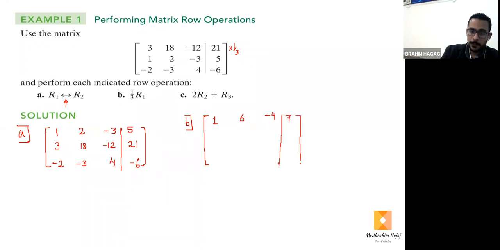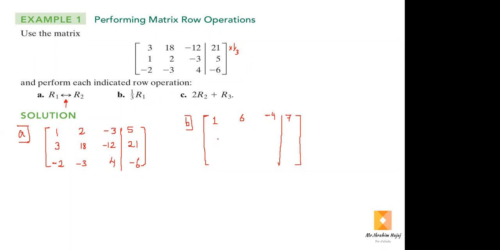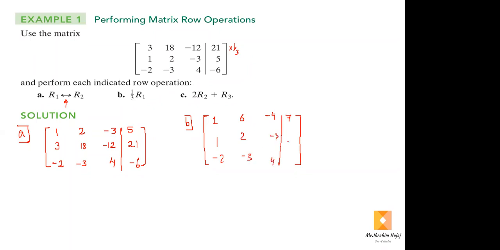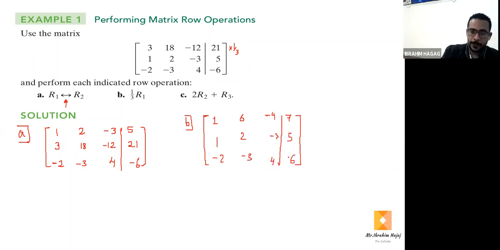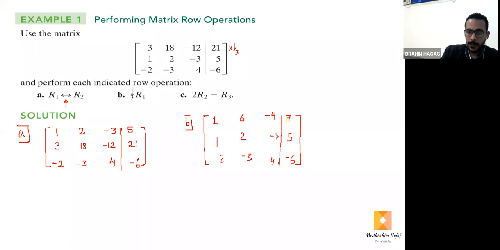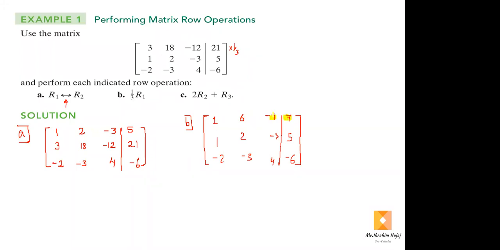Then we leave the rest as it is. Leave all the same: 2, -3, -3, 4, 5, and -6. So you only interchanged R1 and R2 in letter A, and you multiplied row 1 by 1/3 in letter B. You got these values.